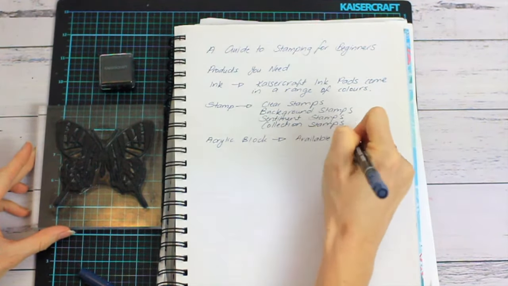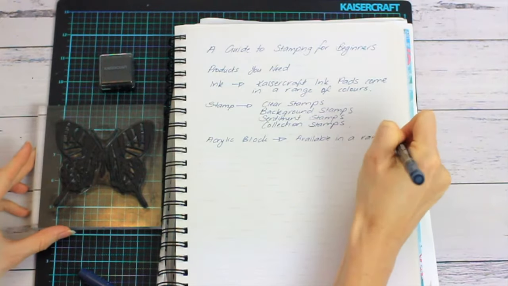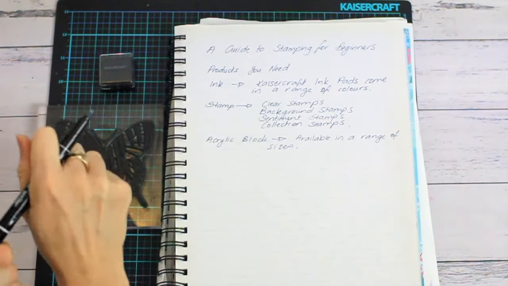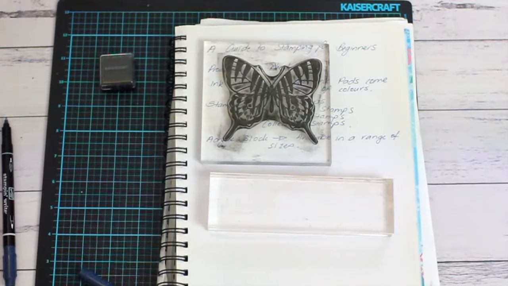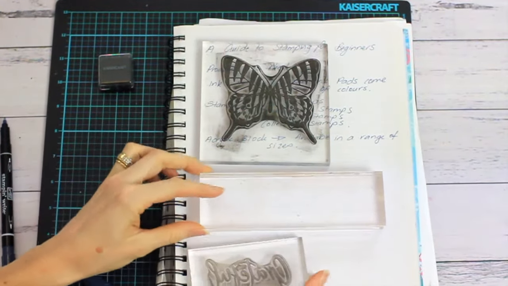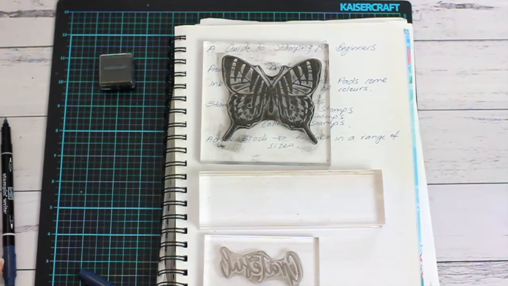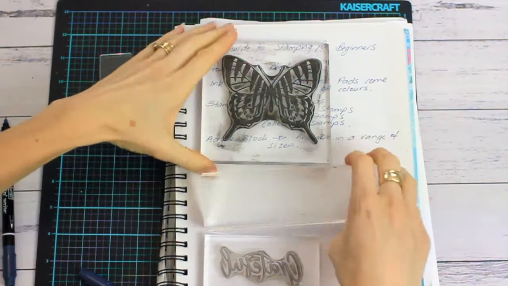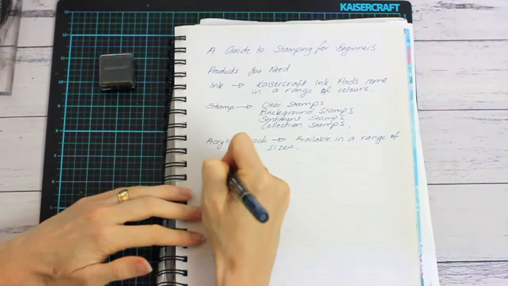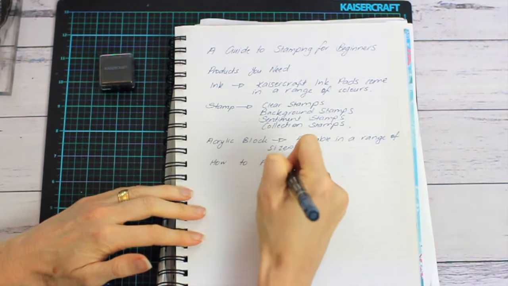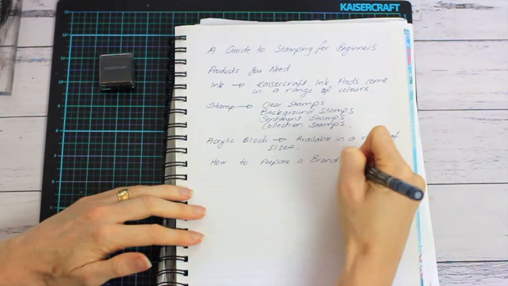You will also need an acrylic block to mount your stamp onto. You can purchase acrylic blocks in a range of sizes. Kaisercraft have a range of acrylic blocks. These ones aren't Kaisercraft products, they're just the ones that I have at home. Choose an acrylic block that suits the size of your stamp.